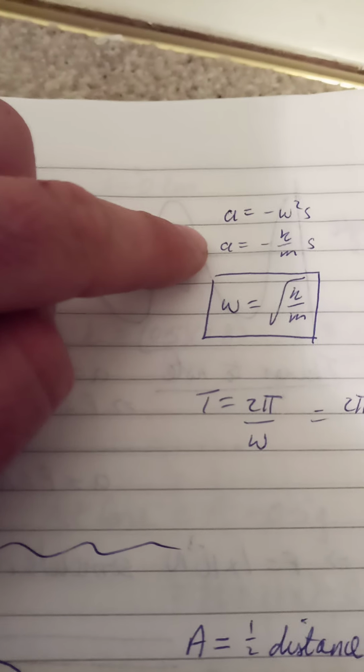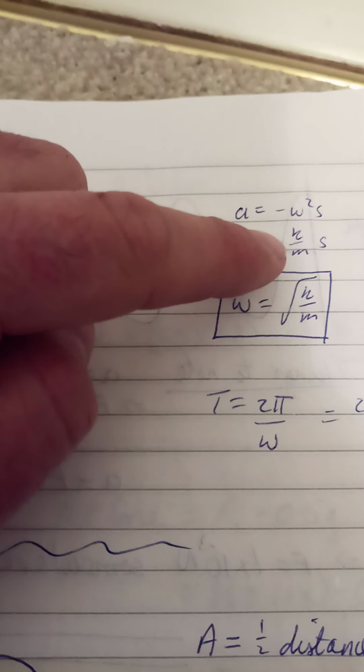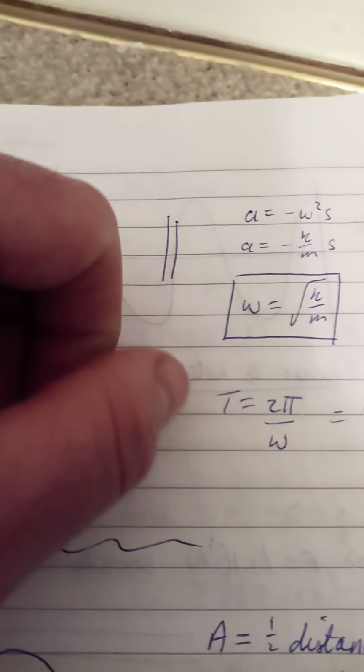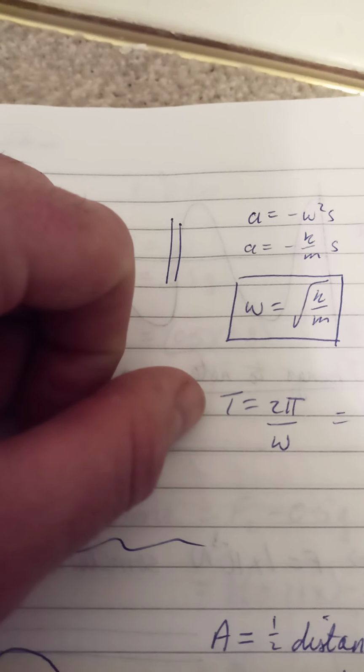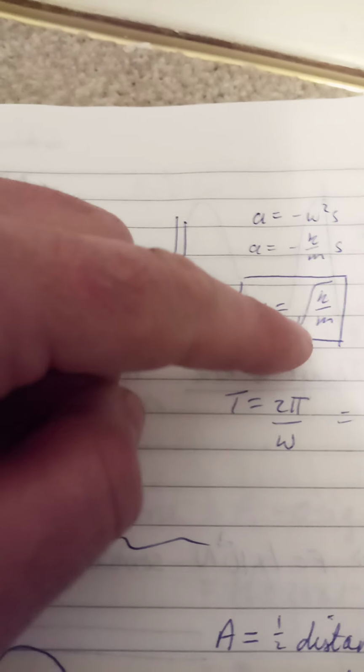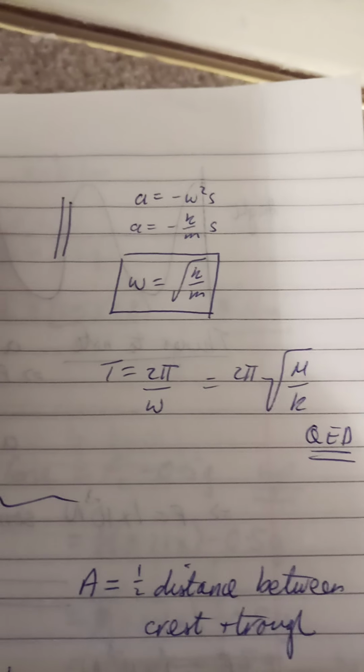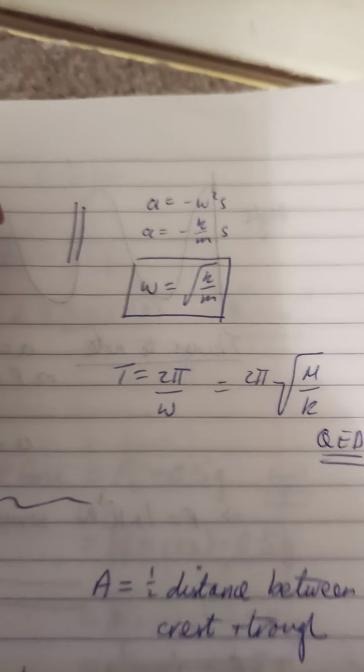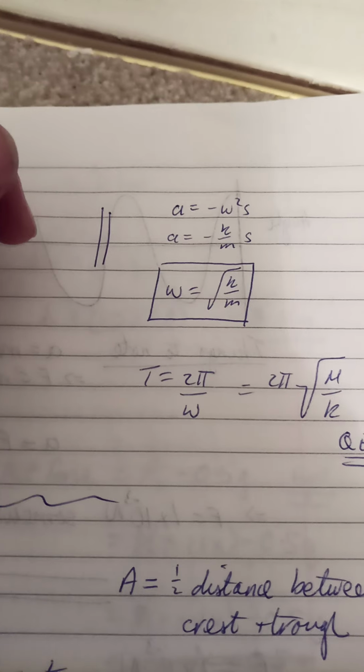That's what we have. So when you compare the two, you see that omega squared is k over m. Now, if T is equal to 2 pi over omega, then you can sub that in there, the square root into that, and you get 2 pi root m over k. And that's the proof or the derivation of that. Okay, onto the tidal movement thing.